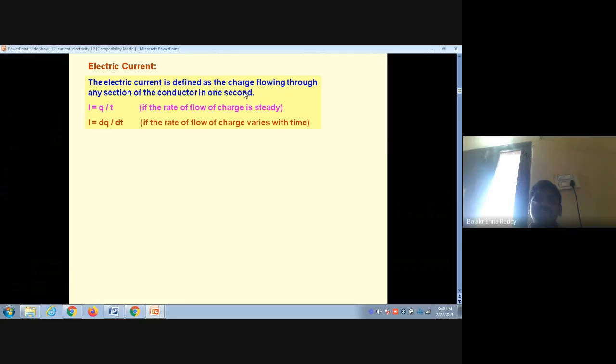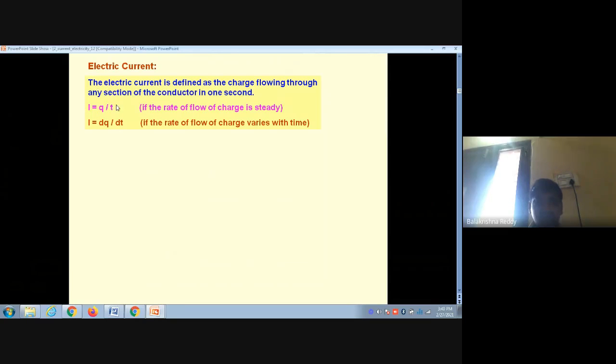See here, the electric current is defined as the charge flowing through any cross-section of the conductor in 1 second. That is I equal to Q by T, meaning charge per unit time is called I.